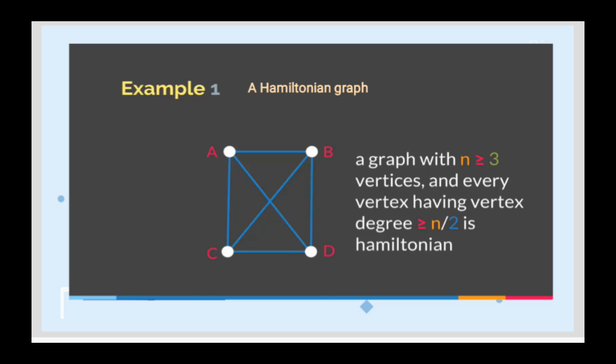Based on Dirac's theorem, if the degree of the vertices is greater than half of the number of vertices, the graph is Hamiltonian. The number of vertices here is 4. Half of 4 is 2. Since every vertex has degree 3, the degree of the vertices is greater than half of the number of vertices. Therefore, this particular graph should have a Hamiltonian circuit. As you can see, this graph satisfies the condition of Dirac's theorem. Therefore, it has a Hamiltonian circuit.